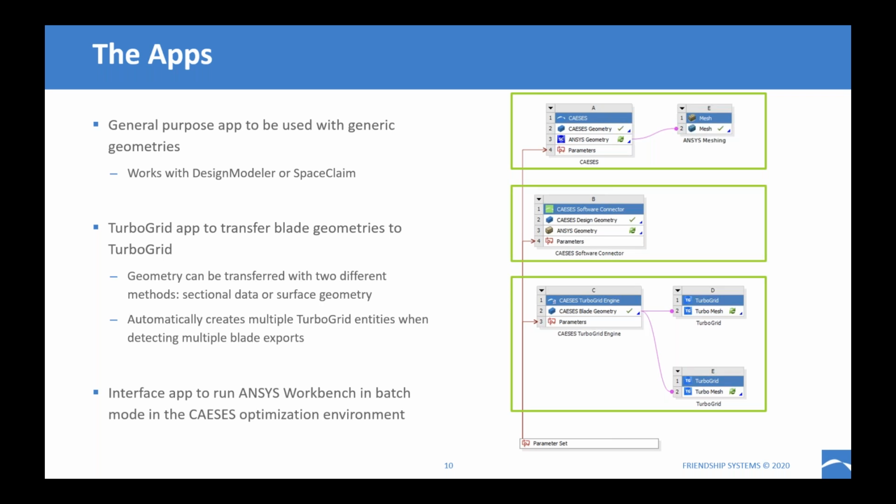And finally, we have what I call the interface app, which can be used to set up a connection between CAESES and the Workbench when you're running an optimization within CAESES. So we also have some kind of optimization environment within CAESES, and if a customer for some reason would like to do that, then this is also a way to transfer the geometry into the Workbench, which will run in batch mode in this case in the CAESES environment.